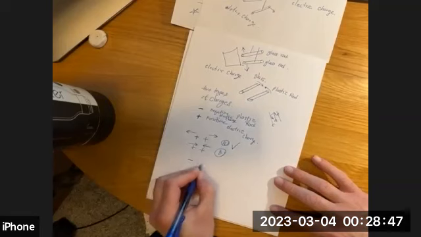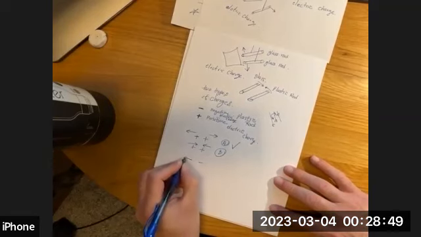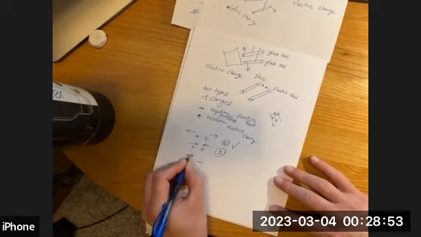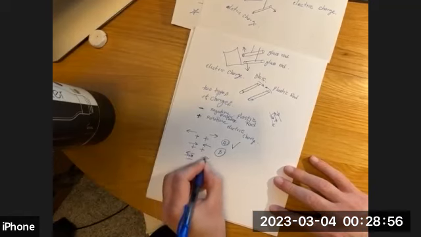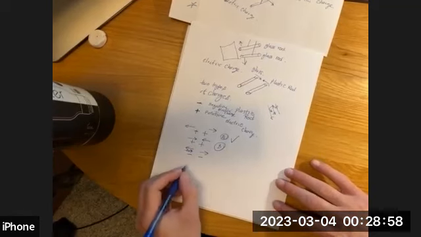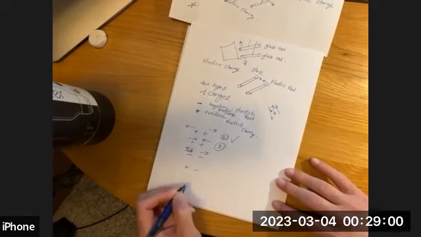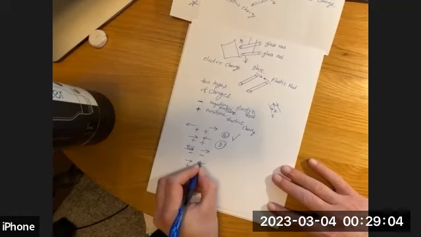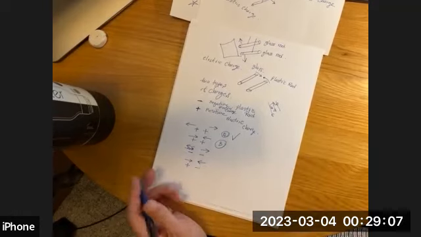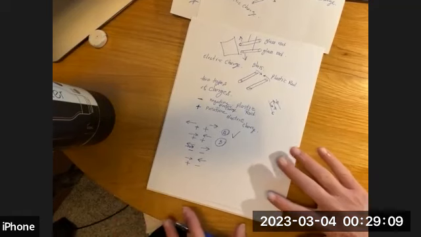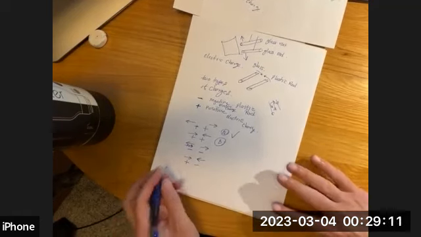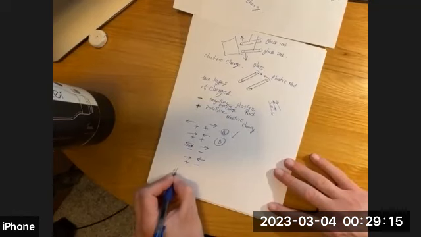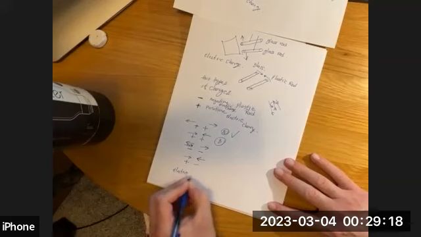Same thing for the negative charge. Because these are the same, they repel each other. But when you have a negative charge and a positive charge, two different charges, they attract. And that is basically the electric force in nature.